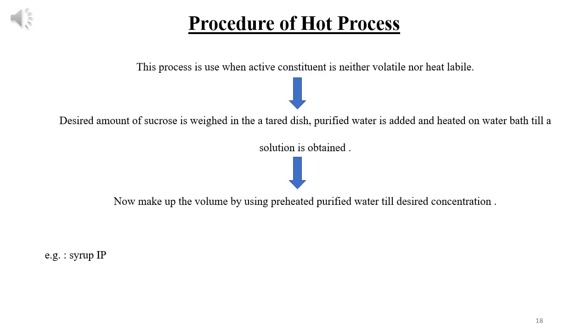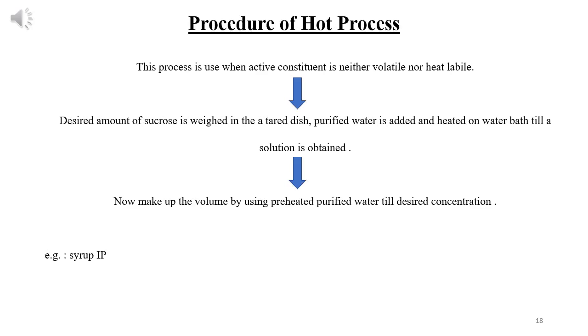So the first point, method of preparation of syrup. The first method is the hot process. As you can understand by its name, it is the hot process, means here we are using heat. When the drug or formulation is heat stable, means if we give heat, it remains in a stable form, so we can prepare it by the hot process. This process is used when the active constituent is neither volatile nor heat labile. Volatile means it vaporizes easily by heat, and heat labile means it cannot tolerate the heat.